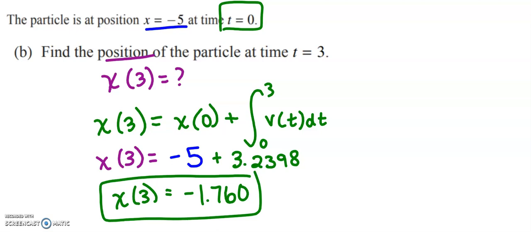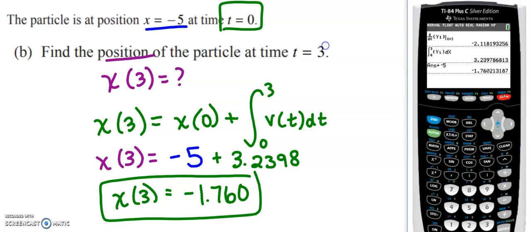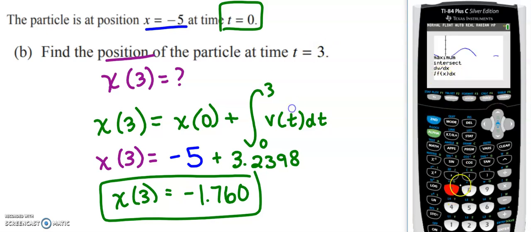Okay, so there's my position at time equals 3. Also, if you wanted to, on your calculator, you could actually go to your graph and do second calculate, so second trace, and use this integral right here, number 7, going from 0 until 3. And it'll actually shade the region for you so you can see what you're really finding. Okay?